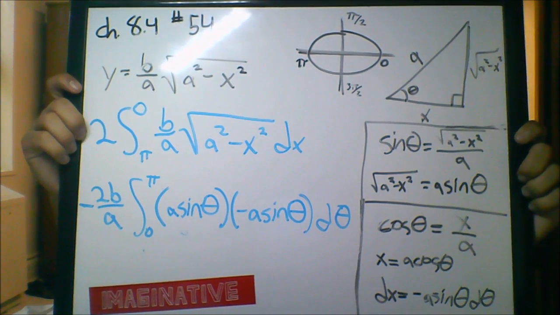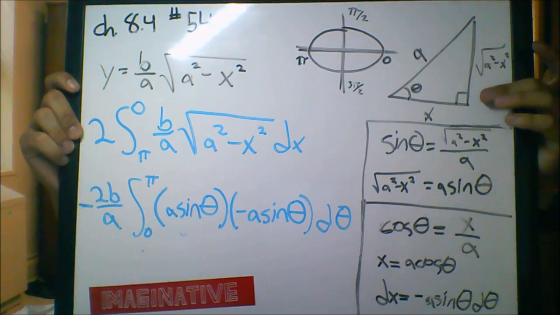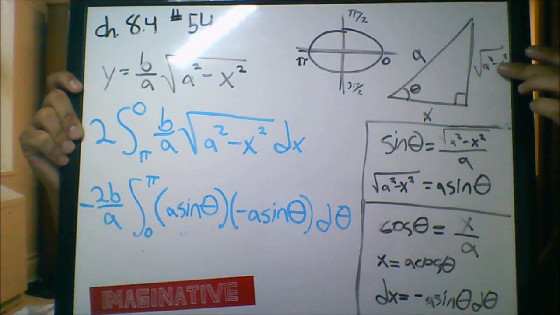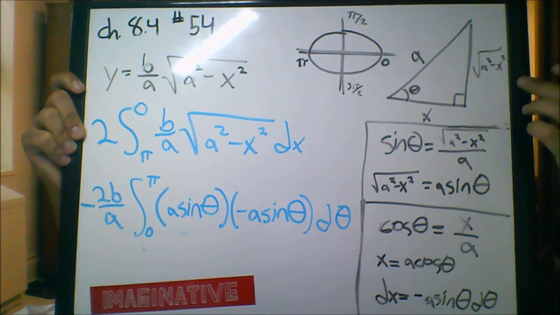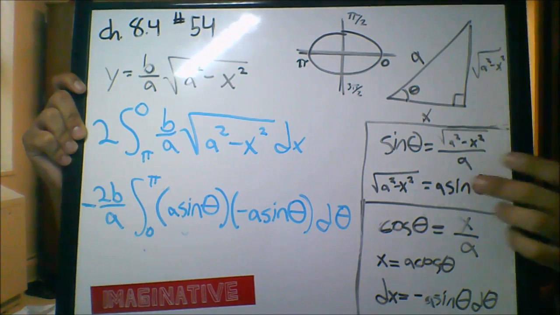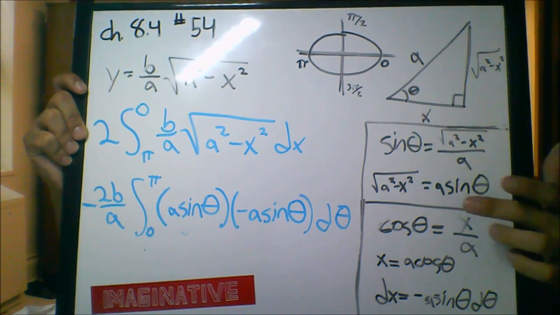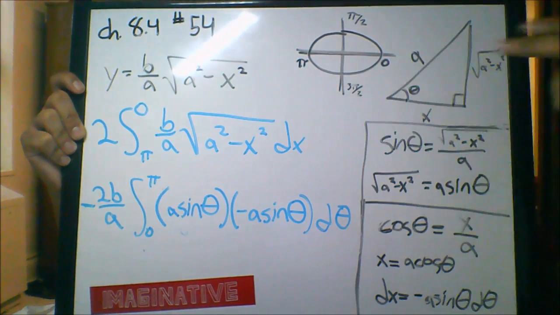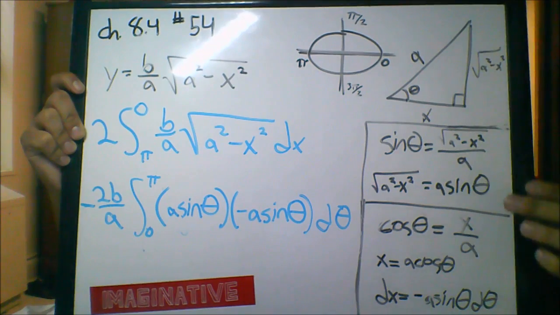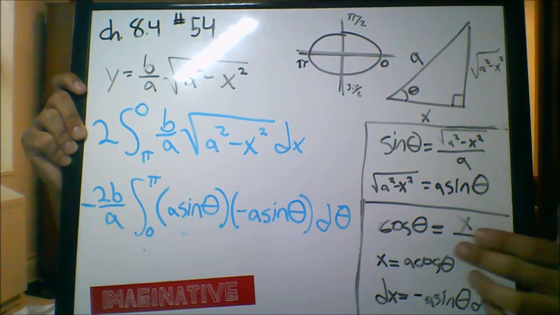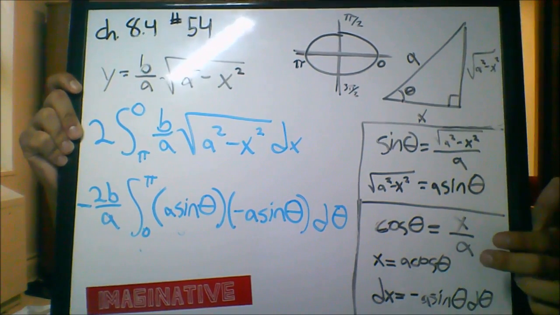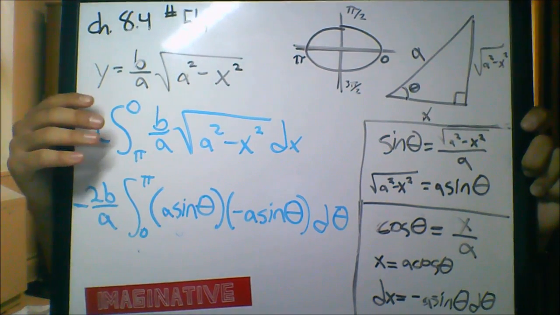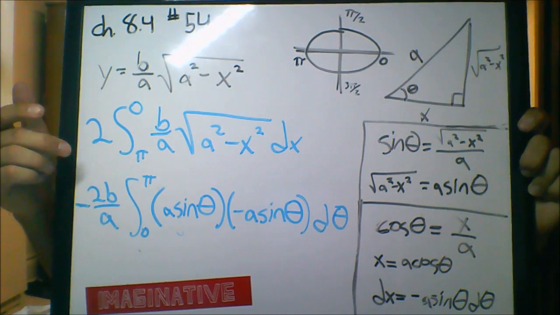In order to do that, we are using our trig identities, and we can see that the sine of theta is equal to radical a squared minus x squared over a, and when we solve for it, we see that that radical is equal to a sine theta. We can do the same to replace dx in the integral by seeing that cosine theta is equal to x over a. When we solve for x and then differentiate it, we get negative a sine theta d theta.